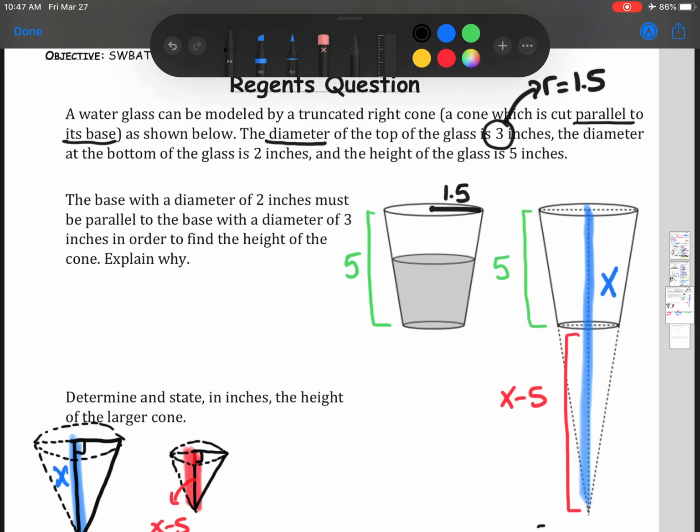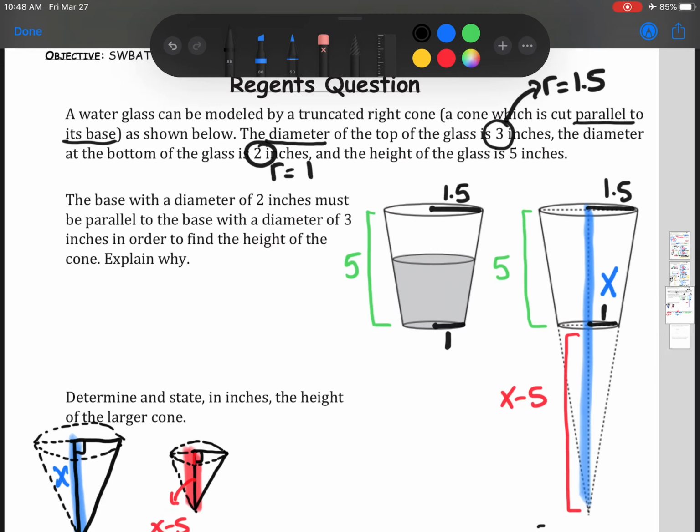So the radius is, let's write that down, radius is 1.5. The diameter of the bottom of the glass is 2 inches. So the radius would be what? 1. So the bottom of the glass is 1. This is 1.5, the top. This is the bottom of the glass because they took this cone and cut it, and that's what they're saying. And this is 1.